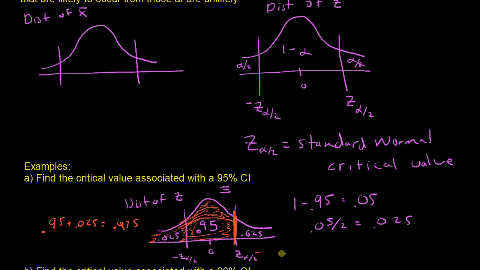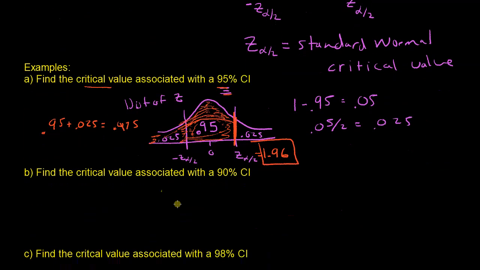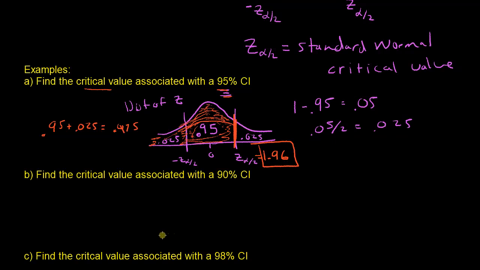This z-value equals 1.96. All right, so the critical value that's associated with a 95% confidence interval is 1.96. All right, let's do another example. Say we have to find the critical value that's associated with a 90% confidence interval this time.